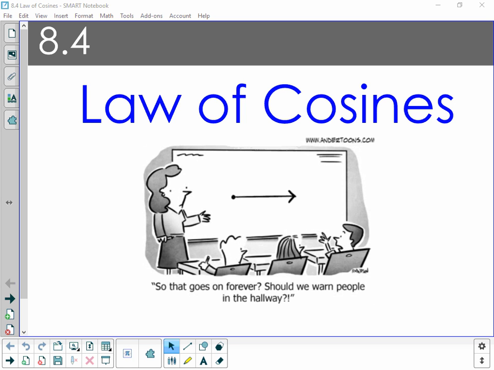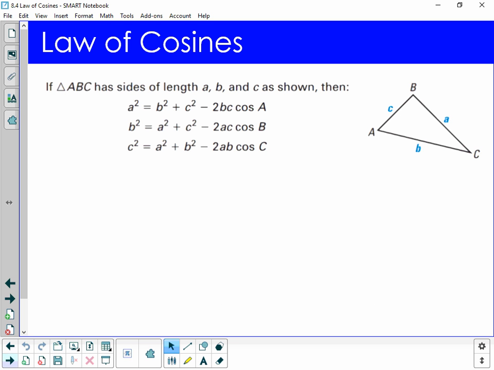Alright, this video is for lesson 8.4. We're talking about the law of cosines today. And last time we talked about the law of sines. So this law is quite a bit different from the law of sines. This is what the law of cosines looks like.